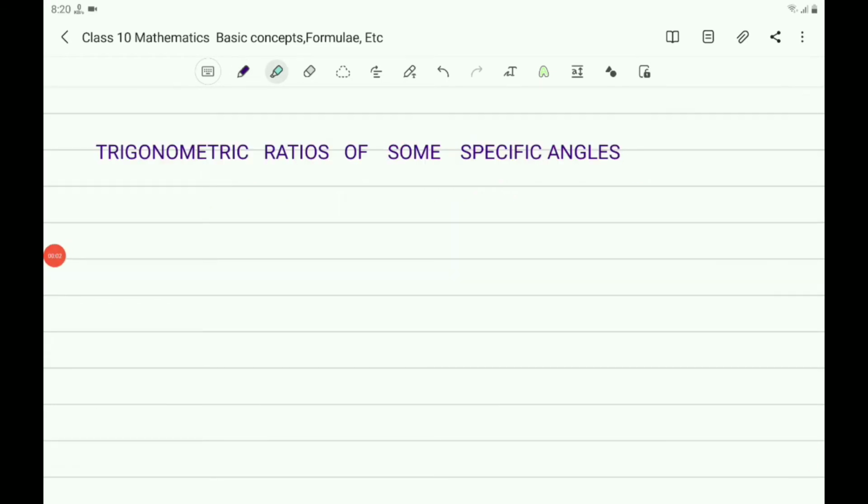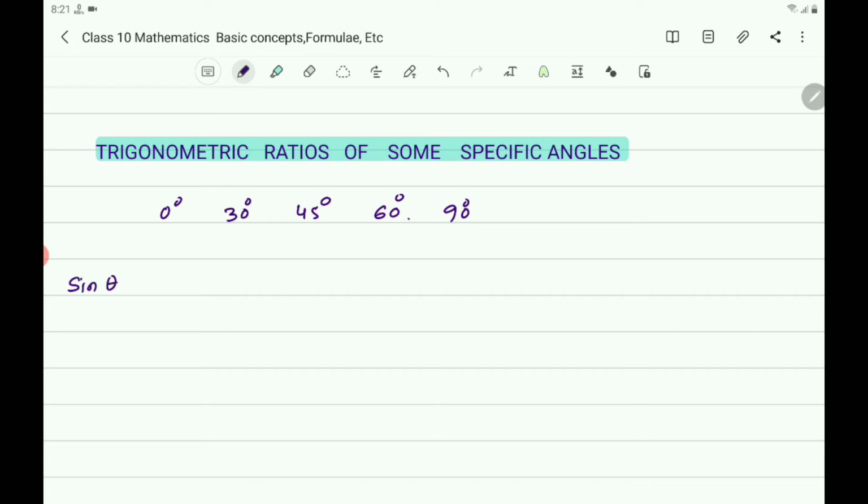Children, now let us discuss the trigonometric ratios of some specific angles. That is, sine of 0 degree, sine of 30 degree, sine of 45 degree, sine of 60 degree, sine of 90 degree. Similarly, cos 0, cos 30, cos 45, cos 60, cos 90, tan 0, tan 30, tan 45, tan 60, tan 90. But if you know the sine ratio, if you know sin theta, then you can find out the cos theta, that is in the reverse order.